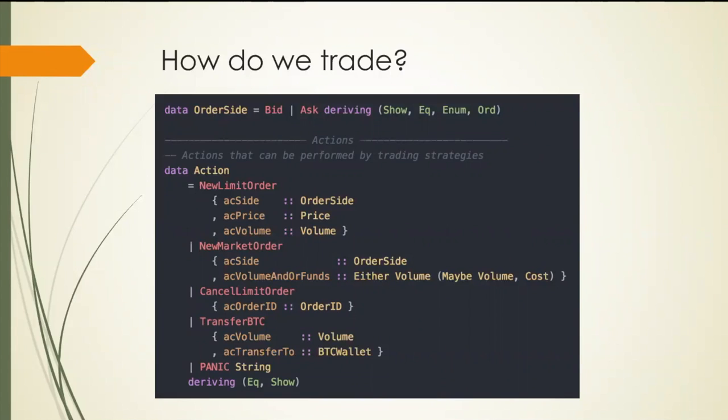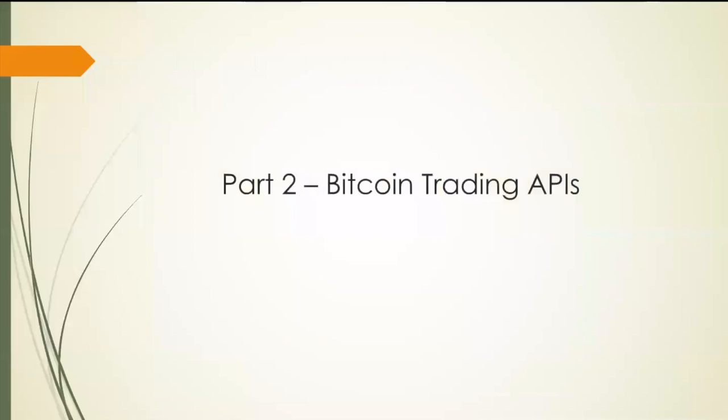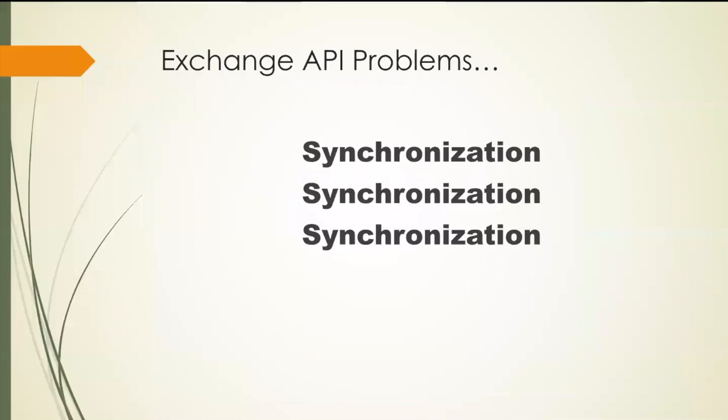We good? All right. So, second part: how do we use these APIs to trade? These APIs are very simple, but there are some problems with them. Because you're doing this pretty quickly, synchronization is key.